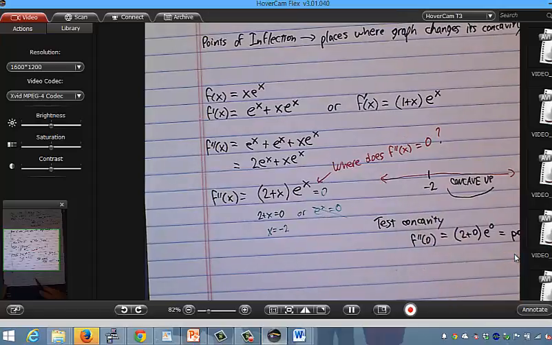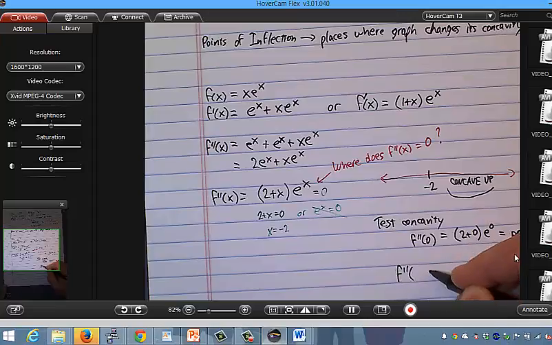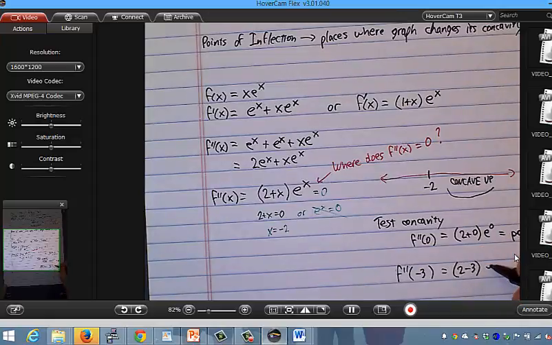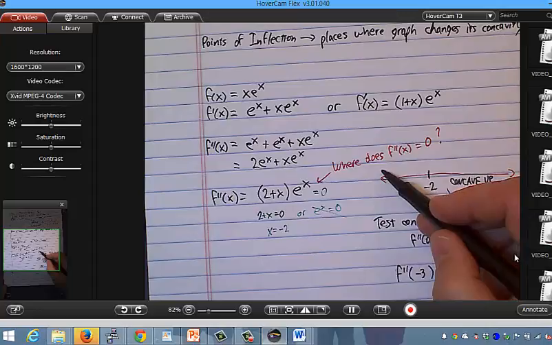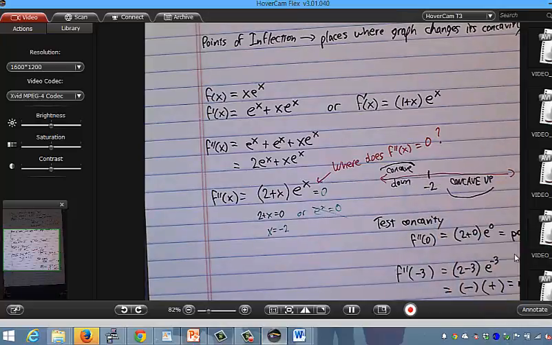What about over here? CJ, give me a point to use as a test point for the other side. Negative 3. Okay, negative 3. So this would be 2 minus 3 times e to the negative 3. And this is a negative number, because it's negative 1, times what kind of number? e to the anything is positive. So negative times positive, this is negative. And so what that shows is that over here, the curve is concave down.